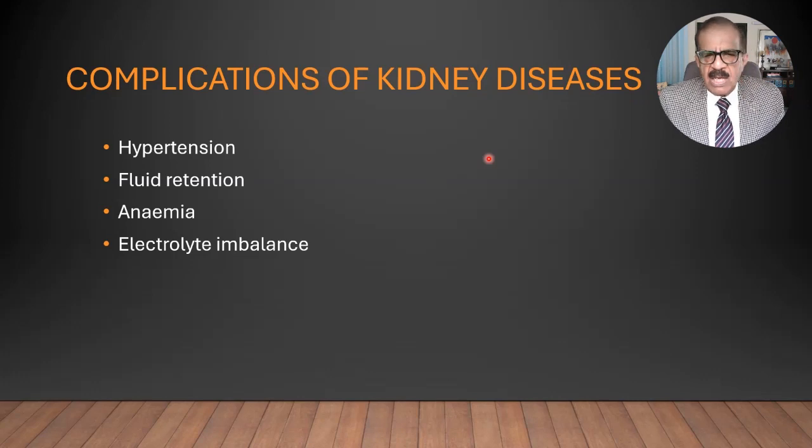The acids accumulate in the body, so there may be wide anion gap type of acidosis. Calcium and bone, because vitamin D is activated by the kidney. Those who have kidney failure are likely to have hypocalcemia, secondary hyperparathyroidism that could lead to bone disease.